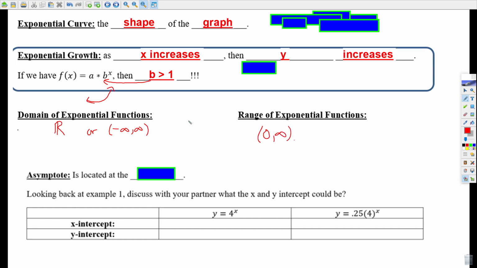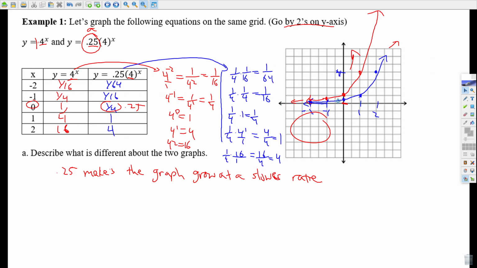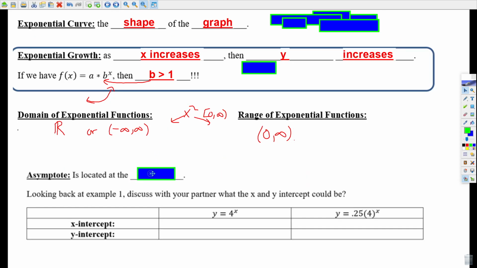These should look pretty familiar. It looks almost exactly like the domain and range of x squared. It's the same as this one for the domain, but the range for x squared, if you remember, was a bracket, 0, infinity. So they're very similar as far as domain and range. The asymptote is located at, remember the line that it doesn't touch? That would be at the x-axis.